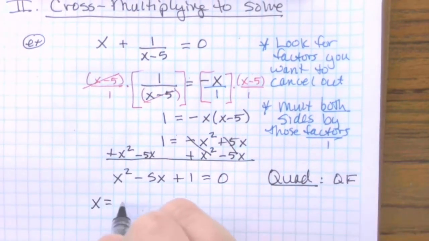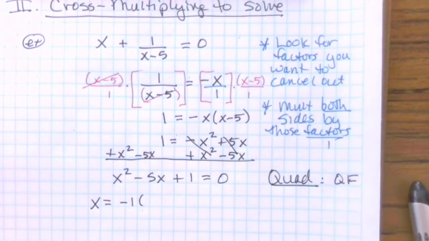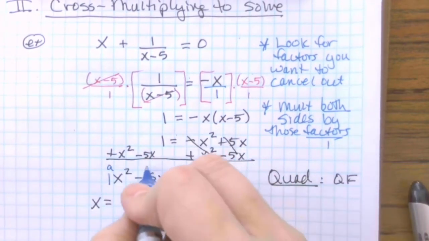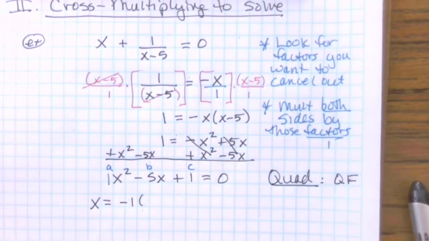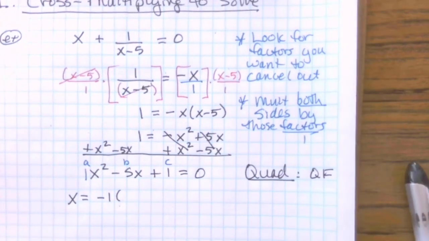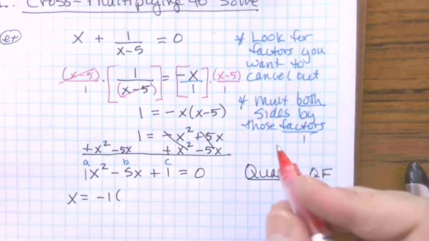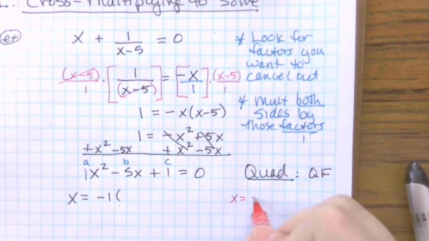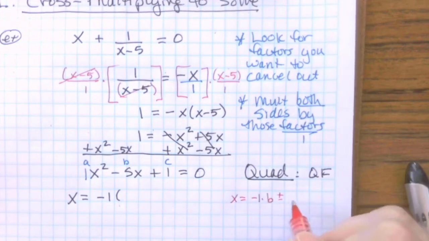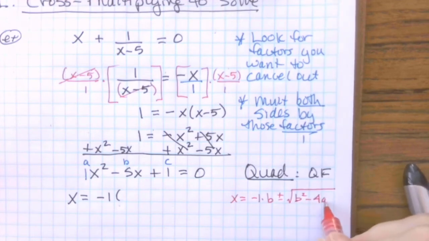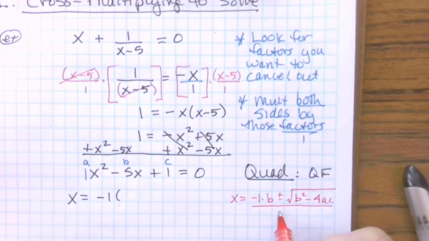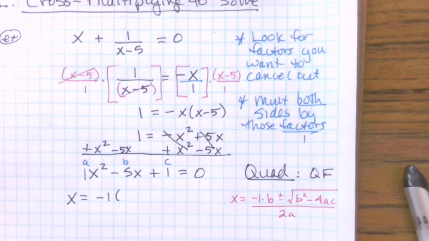So x equals negative 1. And if you don't remember, a is 1, b is negative 5, c is 1. I'm hoping you can remember your quadratic formula. But if not, x equals negative 1 times b plus and minus the square root of b squared minus 4ac, everything over 2 times a.